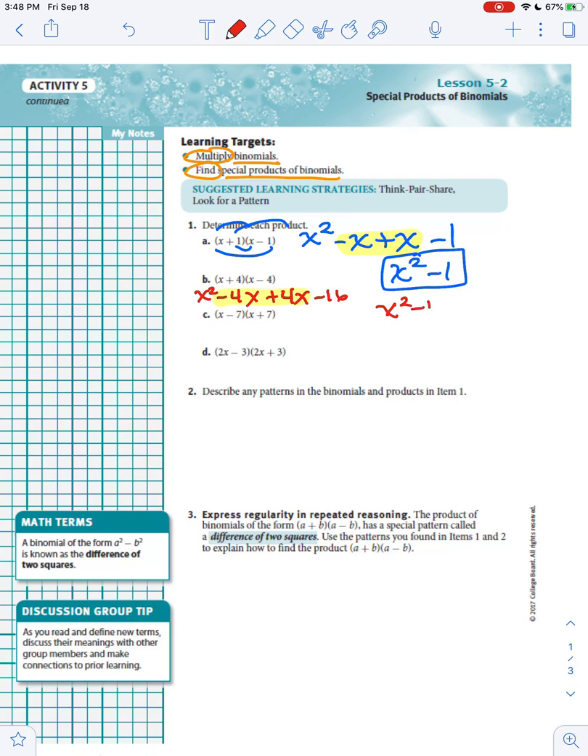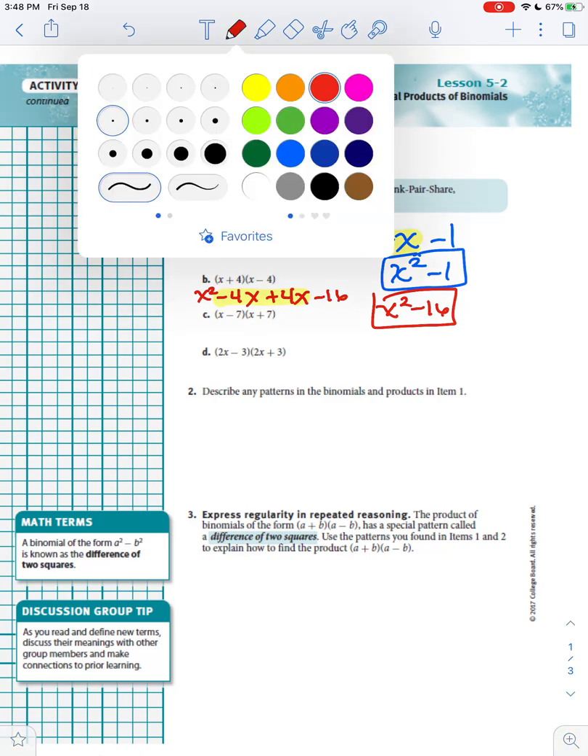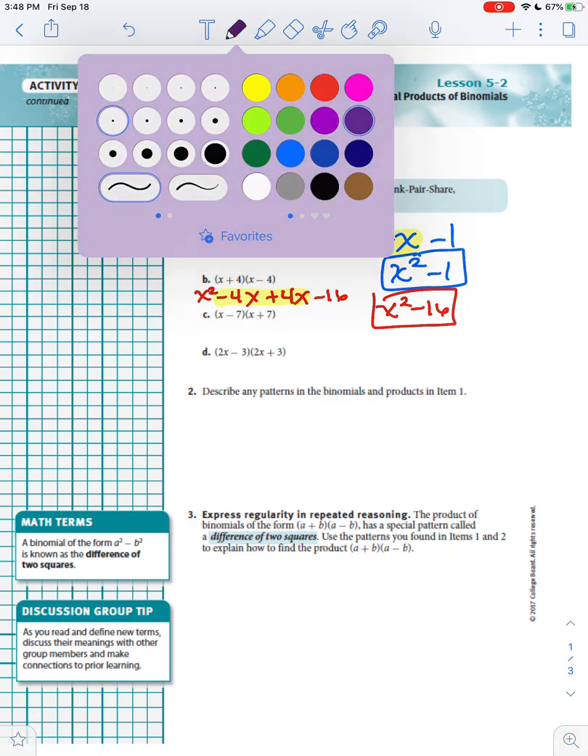Okay, so let's look at x squared minus 16 as a final answer and see why that middle term is dropping out. So if we look at the binomials in part A, we were multiplying x plus 1 times x minus 1. And in part B, we were multiplying x plus 4 and x minus 4. Okay. Now in part C, do we think that's going to happen again? I see x minus 7 and x plus 7. Let's see if it's going to happen again.